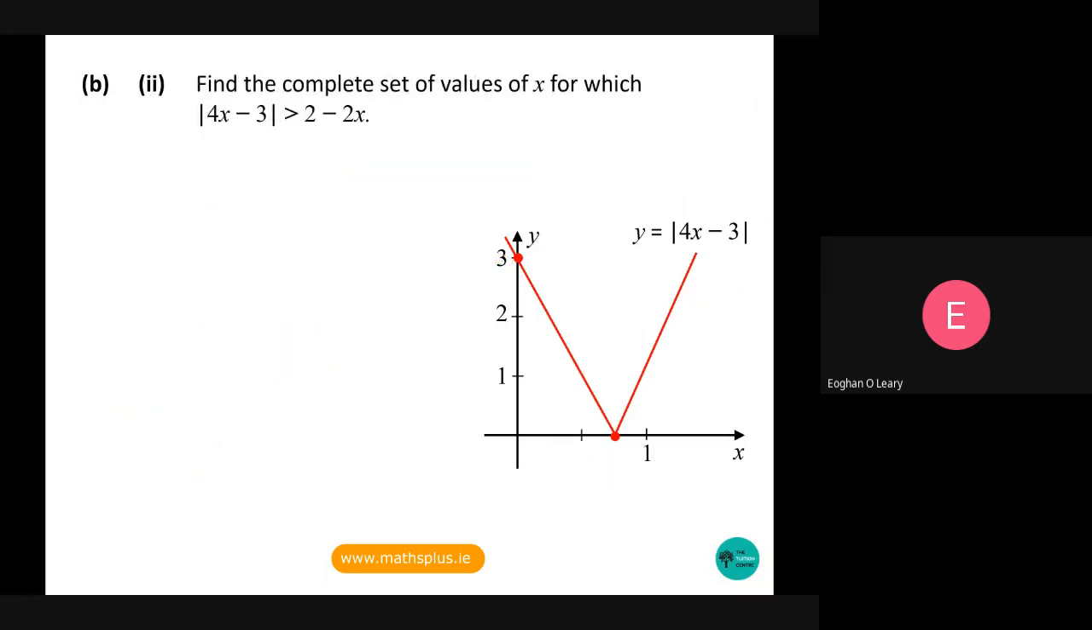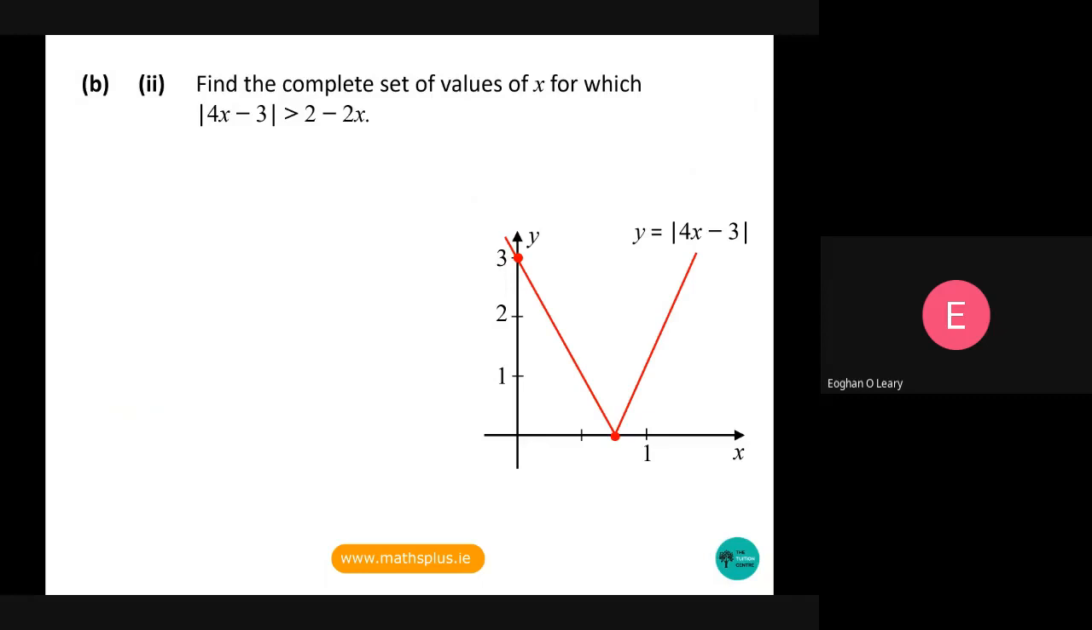Okay, our last part of this one, B part 2. Find the complete set of values of x for which the modulus of 4x minus 3 is greater than 2 minus 2x.